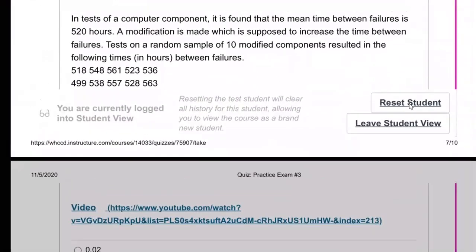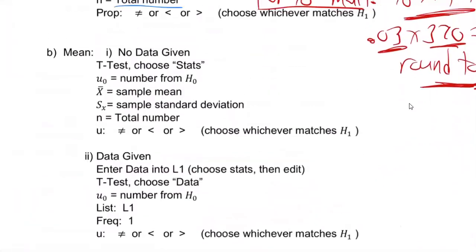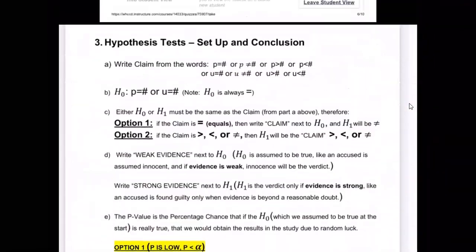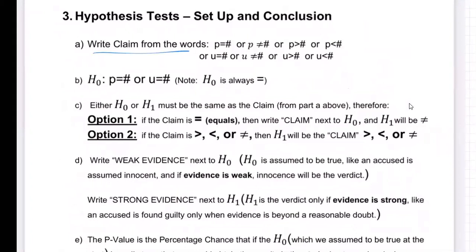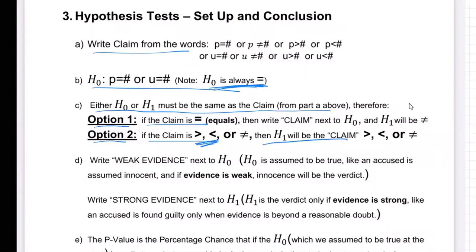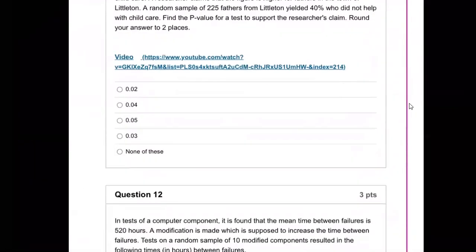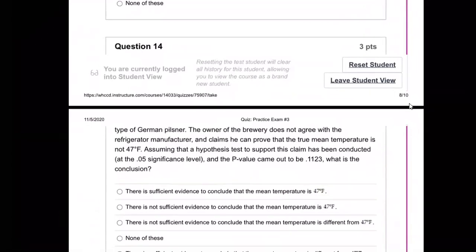I wrote it out here for you on the notes somewhere. Yeah, here it is, on how to go through it, right? You write the claim from the words, and then an H0 is always equals. And then either H0 or H1 must be the same as the claim. Option 1, if the claim is equals, that was not us. We were option 2. Our claim was greater than or less than, I can't even remember which one now, but it was one of these two, right? Therefore, H1 is the claim. And so that's all there for you.